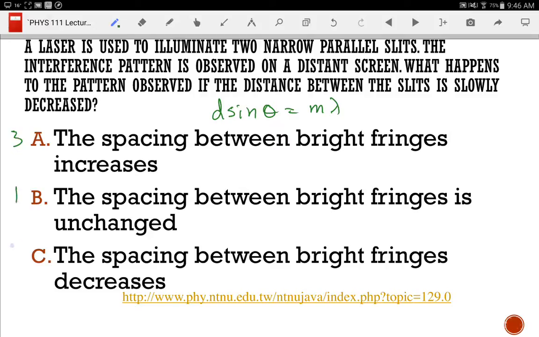3, 1, and 4. Okay, turn to your partners in discussion. I'd just say 2 groups of 4 in this case. And discuss what you answered and why you answered it. See if you can figure out the correct answer.